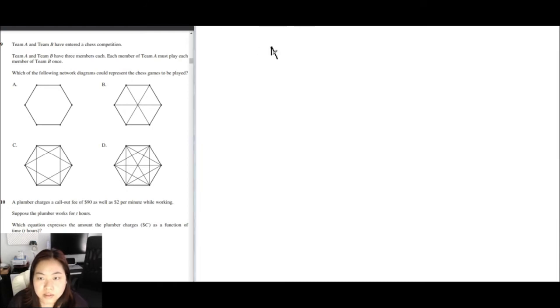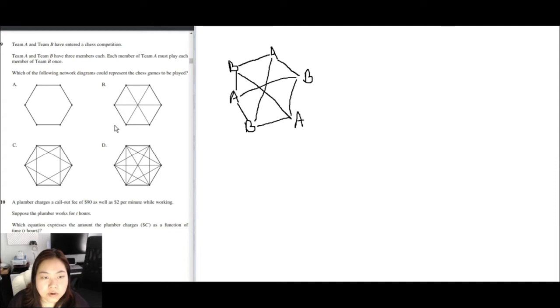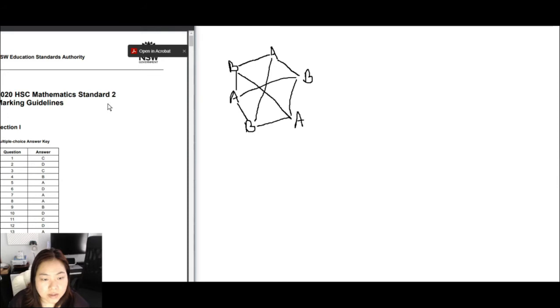So if I say this is a person from team A, this person's from team B, this person has to play with that person, and that person. This one has to play with that person, that person, that person. This one has to play with this person, and that person. And this one has to play with that one, and that one. Therefore, it's 9B.